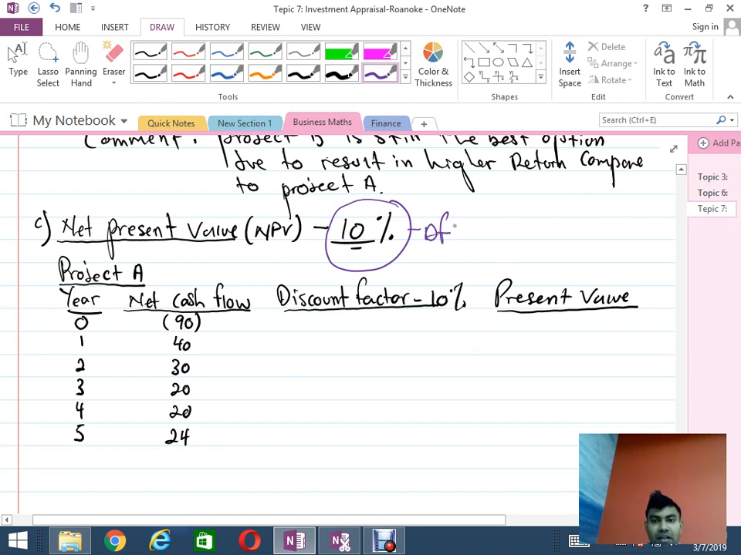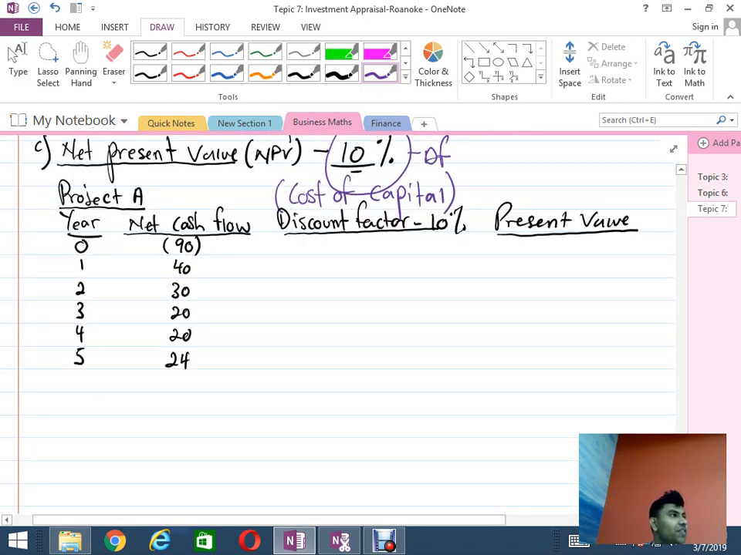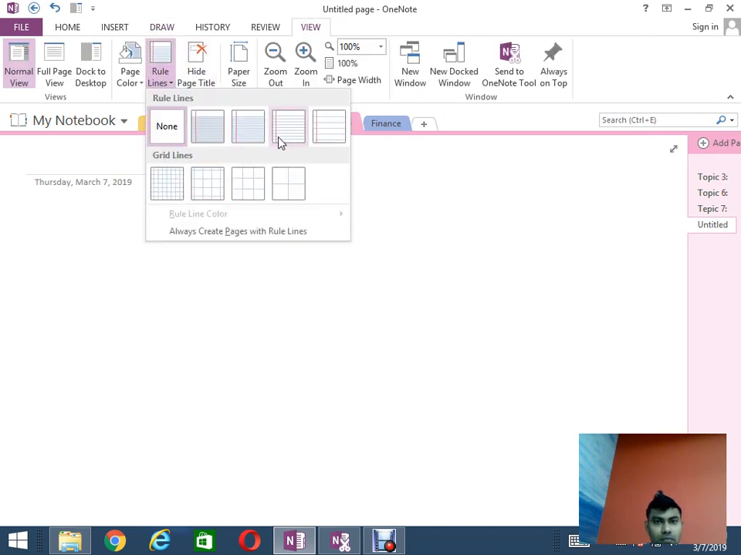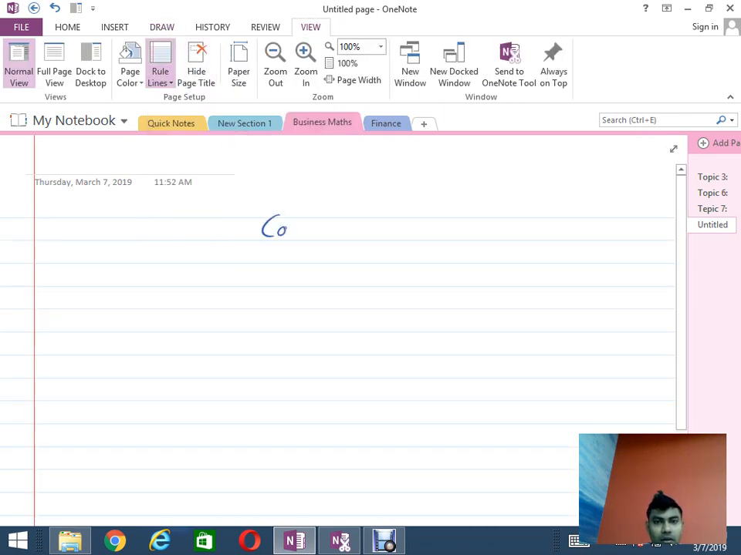Now, discount factor is actually the actual name. We call it as what? Cost of what? Capital. Okay, we call it cost of capital. Now why is it called cost of capital?